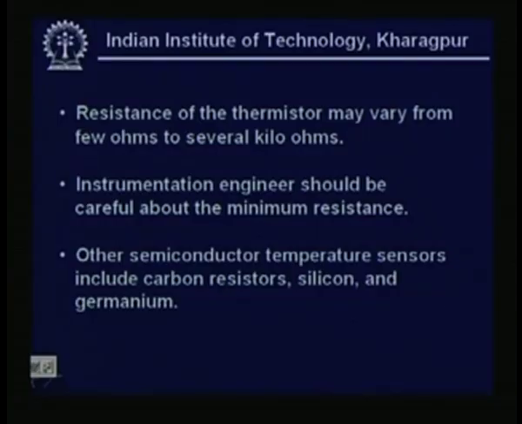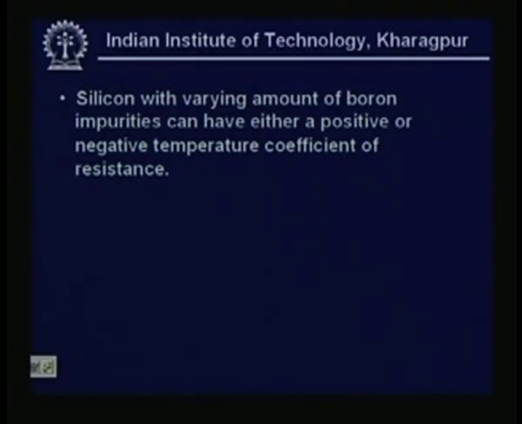Other semiconductor temperature sensors include carbon resistors, silicon and germanium. These are some other sensors, even though they are not much in use. Now, silicon with varying amounts of boron impurities can have either positive or negative temperature coefficient of resistance. So, you can have either a positive thermistor or a negative thermistor. We are not interested in a positive temperature coefficient, because we have many other sensors, but we need a negative temperature coefficient, that also with a very high sensitivity, which is available in the case of the thermistor.